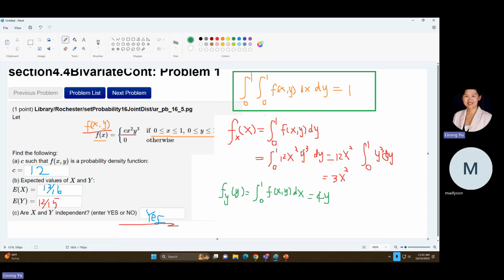We'll have x squared dx, that's 1/3. 12 times 1/3 is 4. So 4y cubed is going to be the answer.